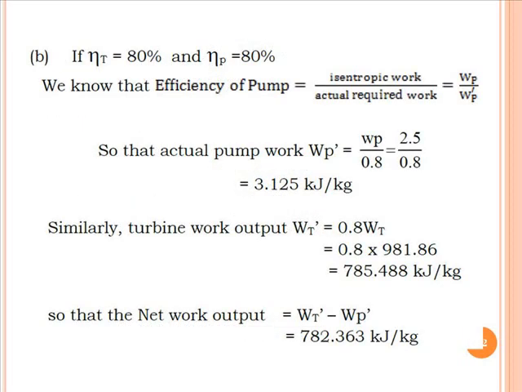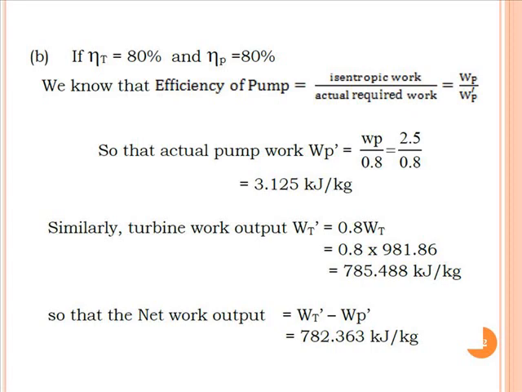Now we are considering the isentropic efficiency of the turbine as 80% and the isentropic efficiency of the pump also 80%. So the isentropic efficiency of pump equals isentropic work divided by actual work. So that is WP divided by W dash P, and hence the actual pump work is ideal pump work divided by 0.8. So the pump work is 3.125 kilojoule per kilogram.